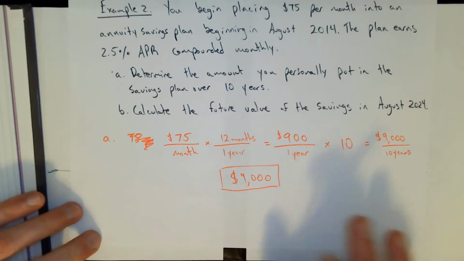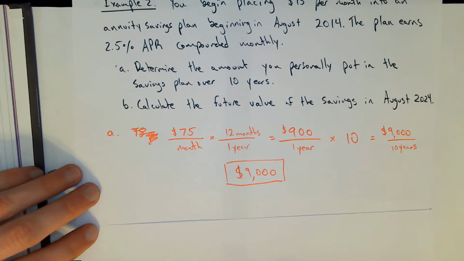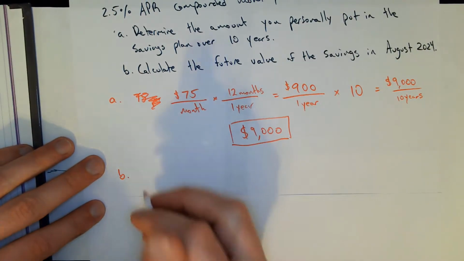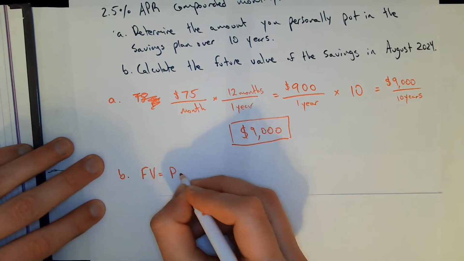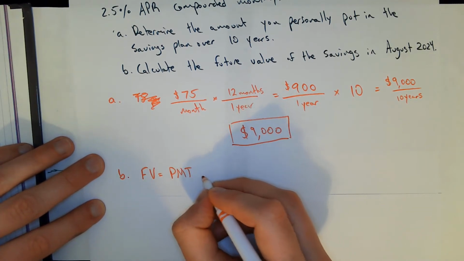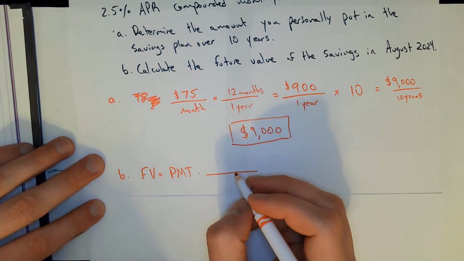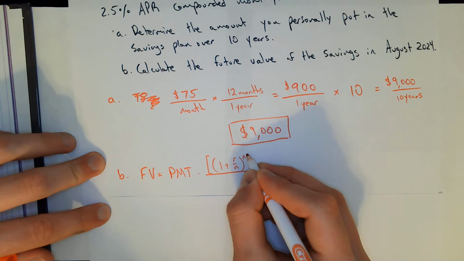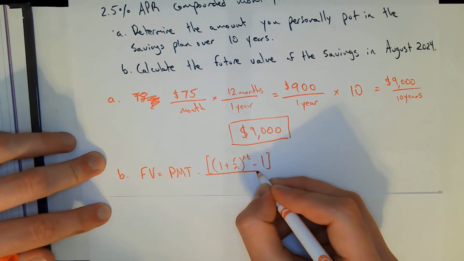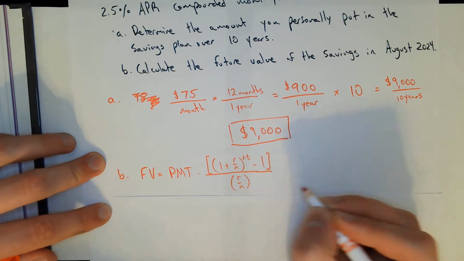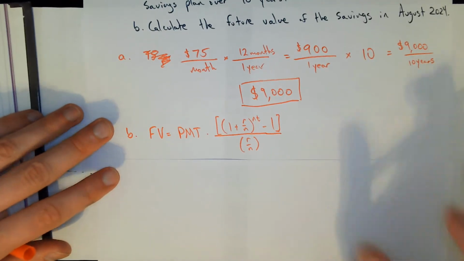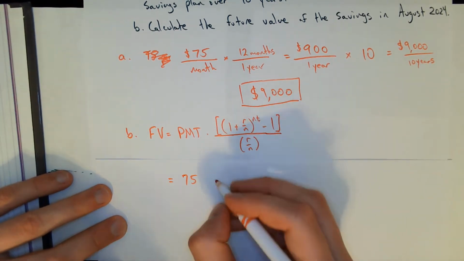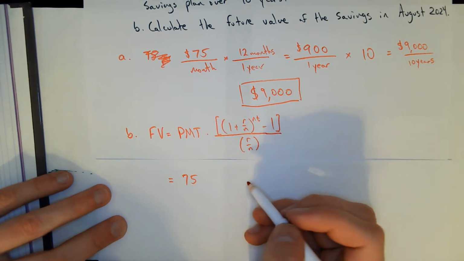Okay. Part B is a little bit more involved, right? We know that does require a formula, specifically the future value formula, which says future value is equal to the size of the payment times one plus r over n raised to the nt minus 1, all over r over n. Lots of things to plug in here. So 75 is the size of the payment. This is happening monthly, by the way.